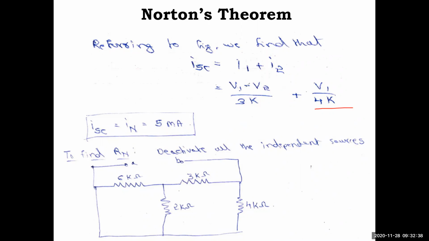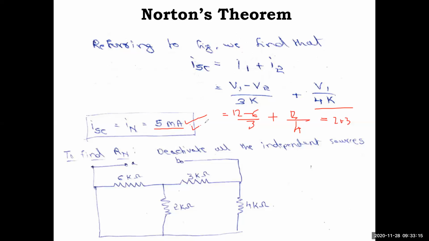Both we have added. Just substitute V1 and V2. V1 is 12, so 12 minus 6 by 3 plus V1, which is 12 by 4. So what you will get? 6 by 3 is nothing but 2, and 2 plus 3 is 5. While writing the answer, write 5 milliamps because kilo ohm is there, and 1 by kilo is milli. So 5 milliamps is the answer. These steps I have not shown; you add it, you write this 2 plus 3. That's why ISC is equal to 5 milliamps.